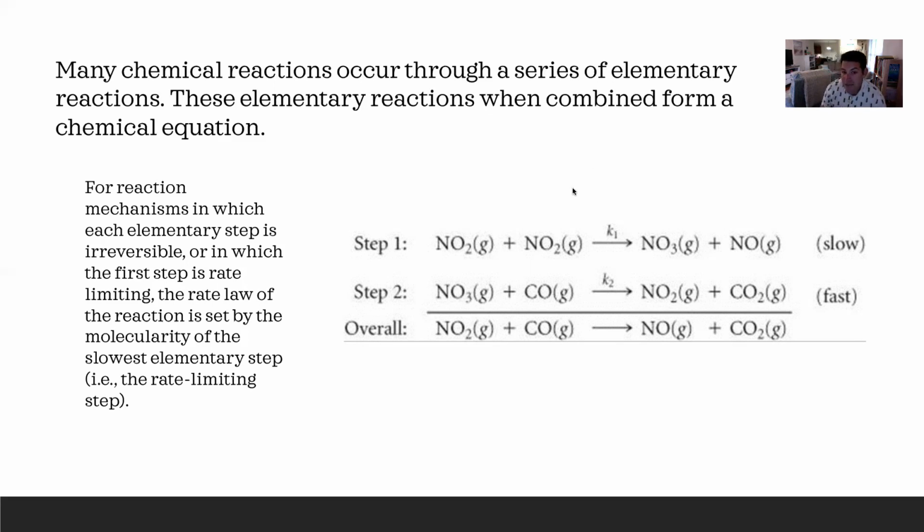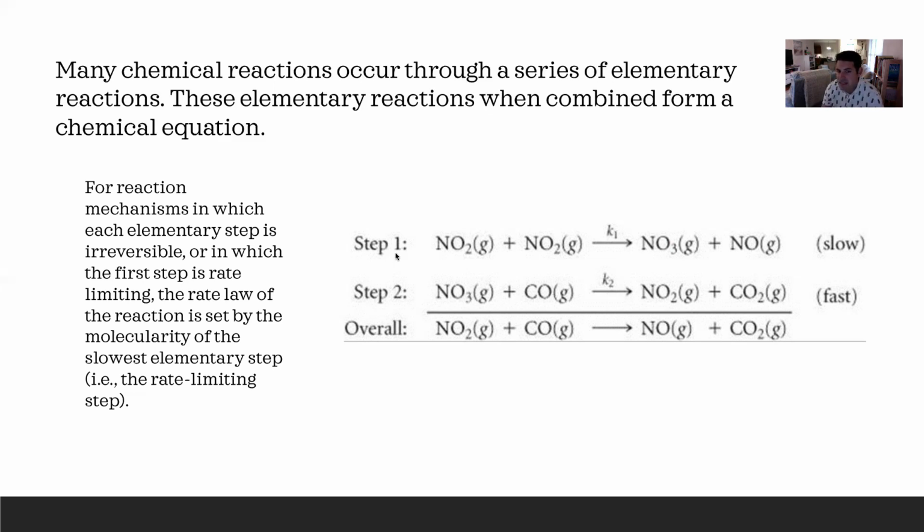So we get information. The first step is slow, the second step is fast. So the rate is based on the slowest step. We don't care about those faster steps, right? Because our reaction's only as quick as our slowest step. Think about like the team's only as good as their weakest player.